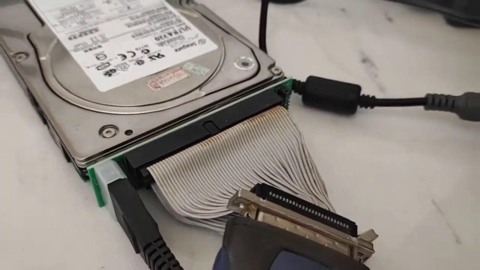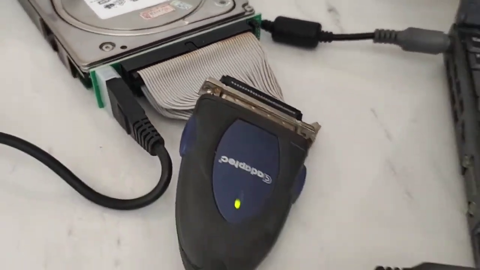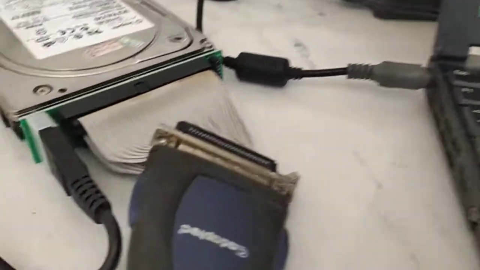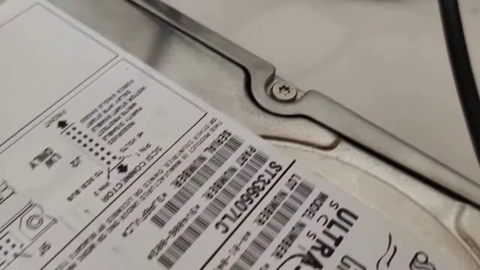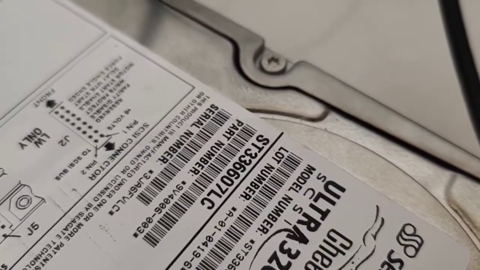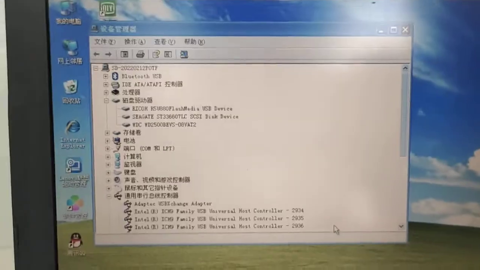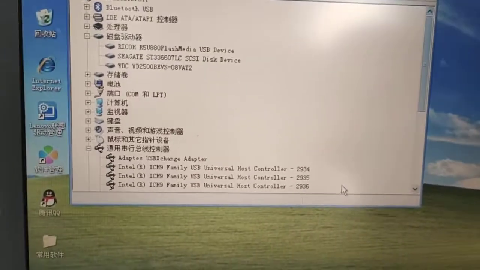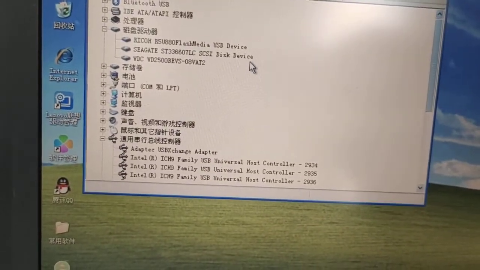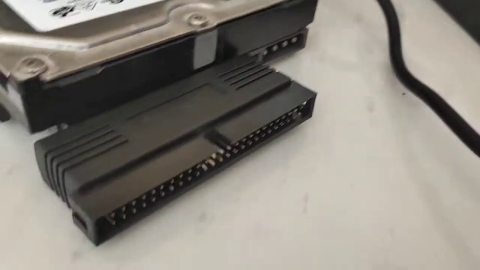First, this is an 80 pin SCSI hard disk. The connection is like this. And the SCSI model you can see here is ST336607LC. Also, my computer operating system is XP. You can also find this model here. That means it is working well. Then I will test the second one.